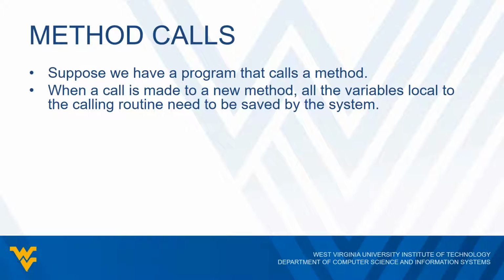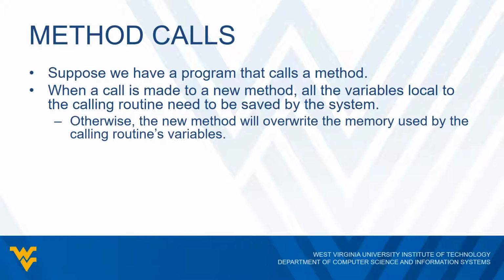That needs to be saved by the system somehow, because if we don't save the values of those variables, the new method is going to overwrite our memory, which means we're going to lose the values of those variables. So every time we make a method call, we need to save all the information that's currently stored at that point. That way, whenever we get back to that method, we have those values back.